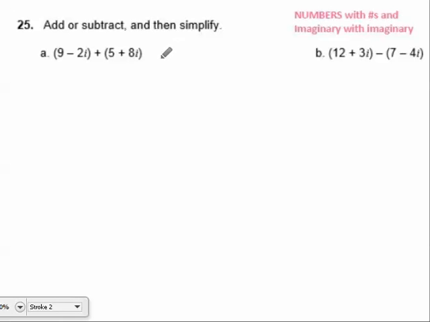A few more problems here. If we're doing imaginary numbers, remember you've got to add the real parts and the imaginary parts, and you just leave them separate that way. So this is going to be 14 plus 6i. And this one over here, the 12 minus the 7 gives me a 5. The 3i minus a negative, that means plus 7i.